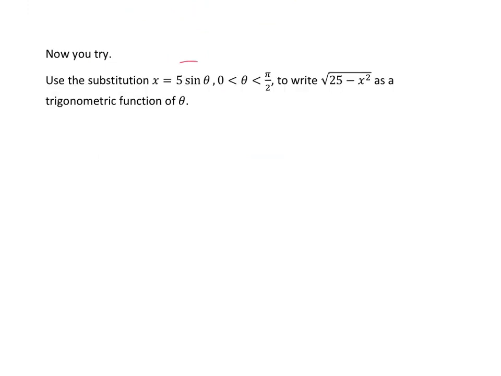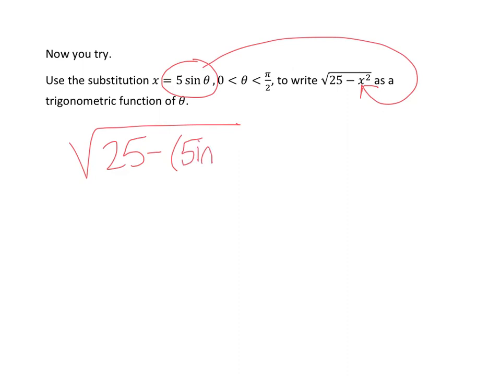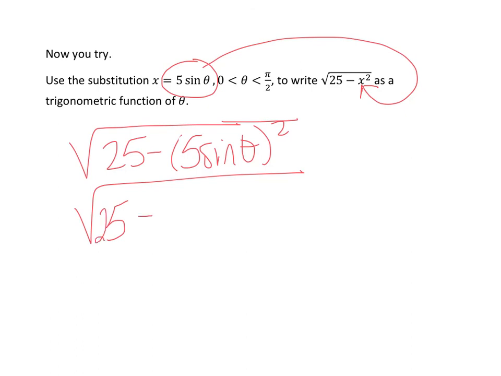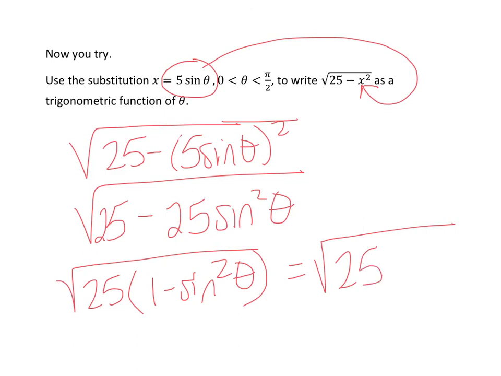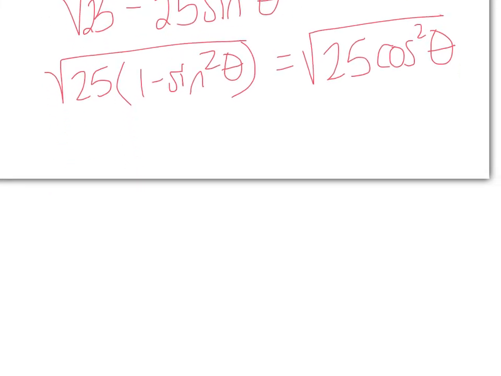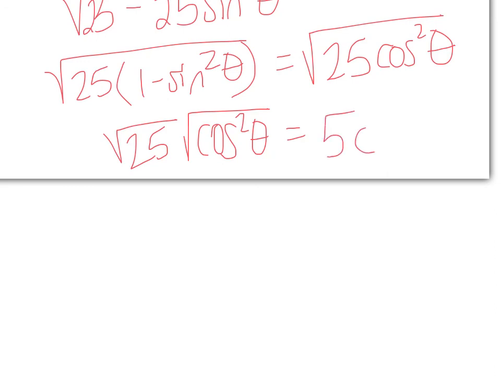Okay, try this one on your own. You're going to put 5 sine theta in for x right there. Radical 25 minus, that's supposed to be a 5 sine theta, so I fix that. 5 sine theta, quantity squared. Bring the square in. 25 minus 25 sine squared theta. Factor out the 25. Going to have 1 minus sine squared theta, which is the same as cosine squared theta. And then I can break this apart into square root 25, square root cosine squared theta, which makes it 5 cosine theta.